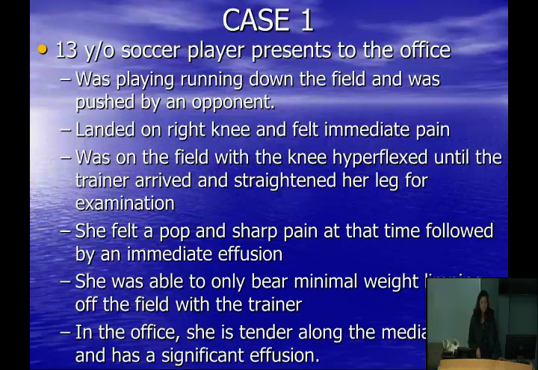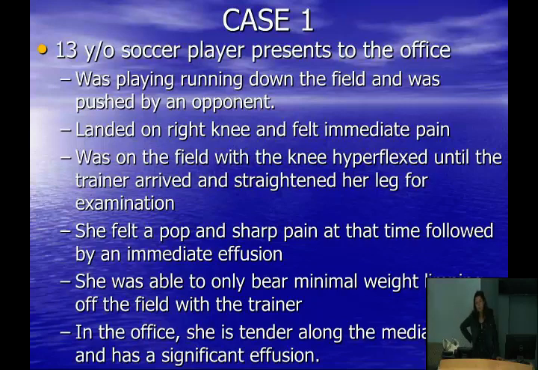Okay. The effusion, though, was not full knee. It was mostly around the anterior knee. It didn't extend over to the medial and lateral, so that's important. She was able to only bear minimal weight, limping off the field with the trainer. In the office, she's very, very tender along the medial patella and had a significant effusion.